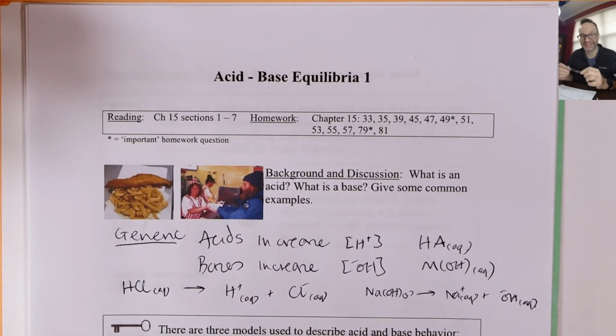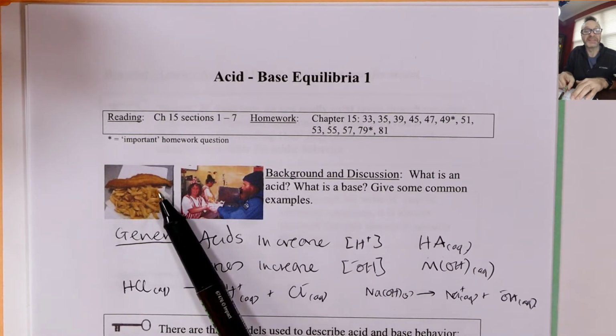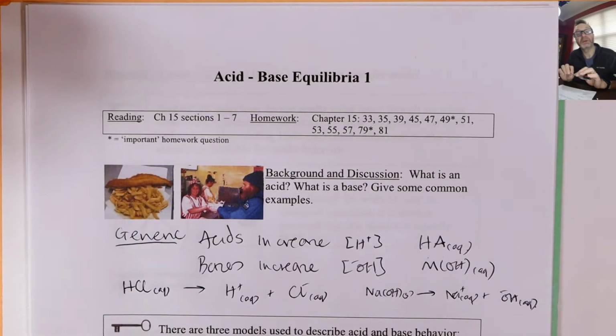Now the picture. This is fish and chips. I'm from England, so I eat fish and chips. And what do you put on your fish and chips? Salt and vinegar. It makes it taste good. But you don't sprinkle HCl on your fish and chips, because that would dissolve the paper, the fish and the chips. You actually put acetic acid, aka vinegar.